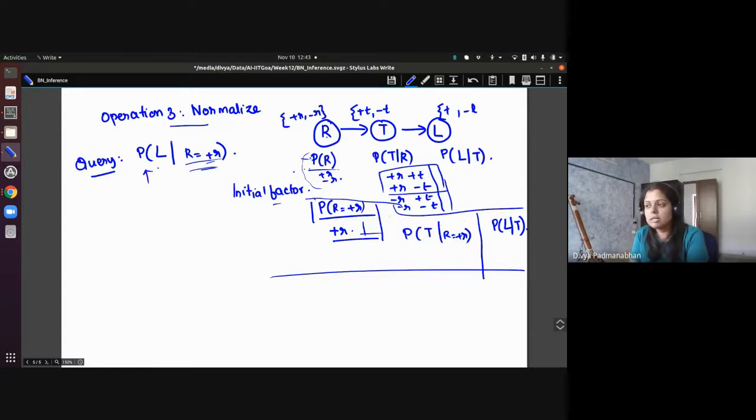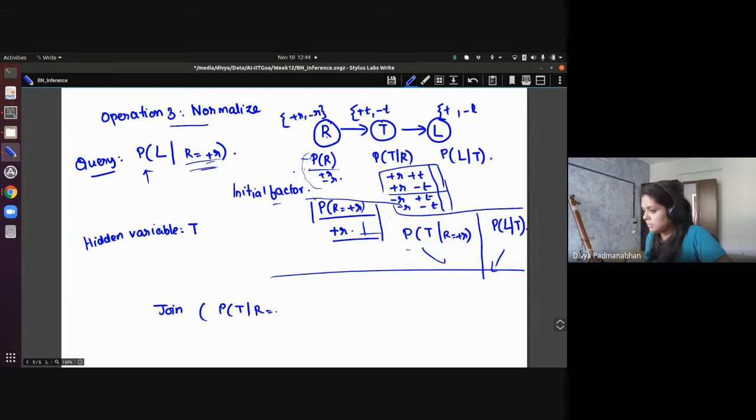Now, what is the first operation that you can do to compute this? There are these hidden variables. What is the hidden variable here? Can you tell me? It's just T. So what you do is a join over the hidden variables and then eliminate. There's just one hidden variable T, so you do a join of the factors which have T, basically these two. So your first step is a join of P of T given R equals plus R and P of L given T.